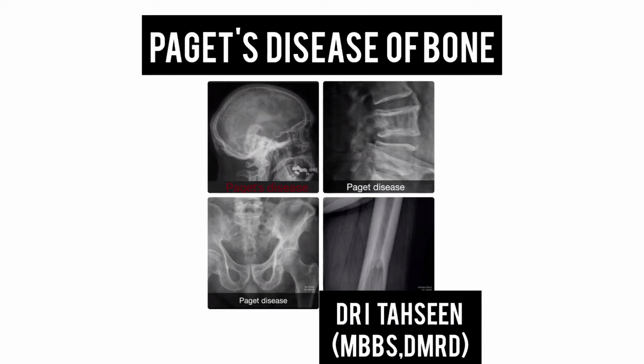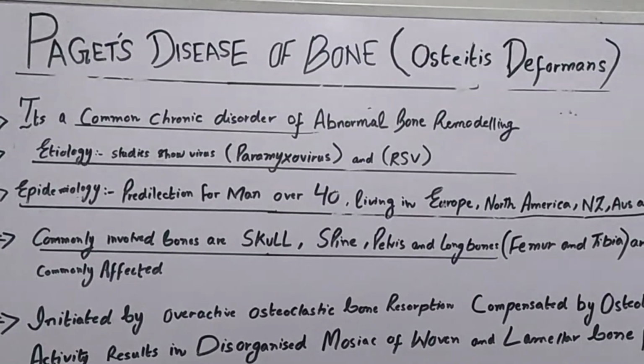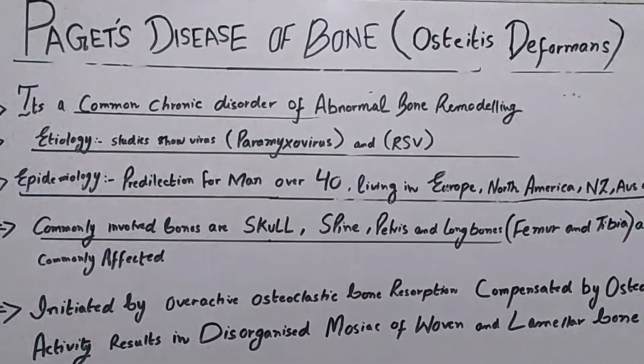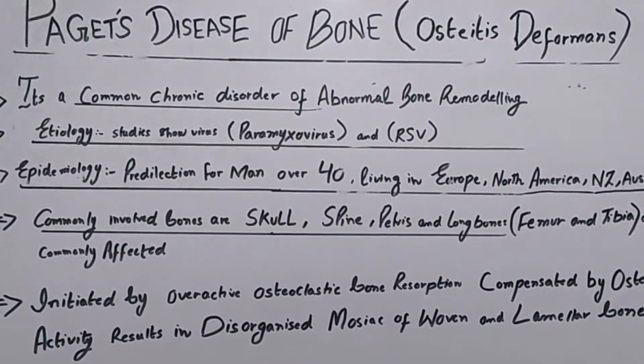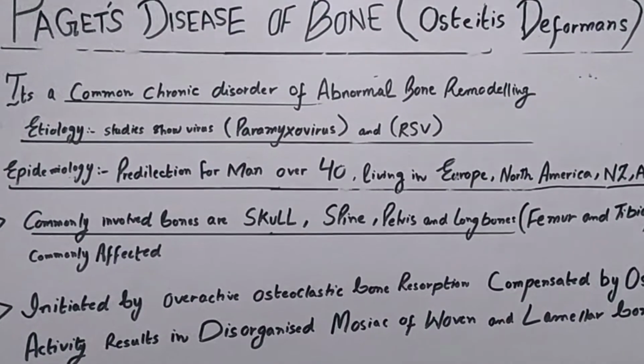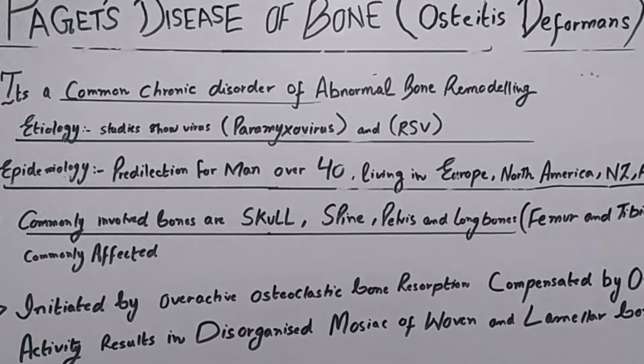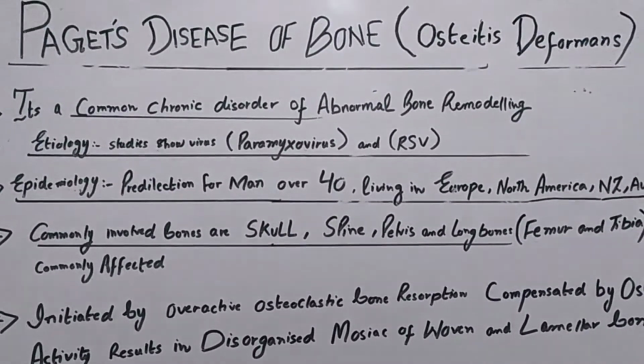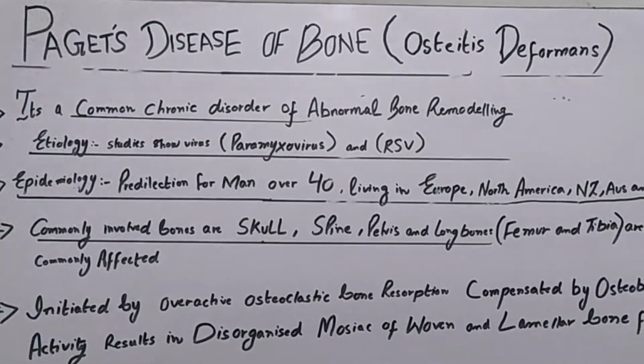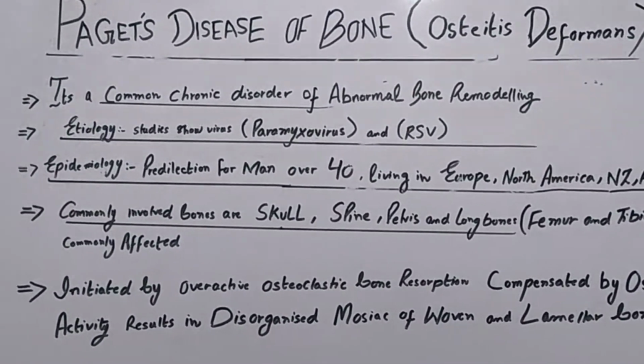Bismillahirrahmanirrahim. Today our tutorial is all about Paget disease of the bone. Paget disease, osteitis deformans, is a chronic skeletal disorder which is characterized by the abnormal and excessive remodeling of the bone. The disease was named after Sir James Paget, who described the condition in 1877.